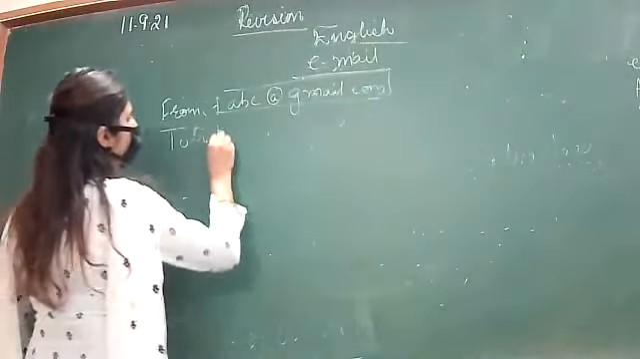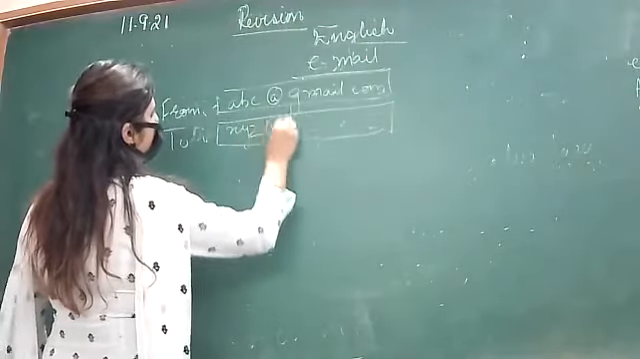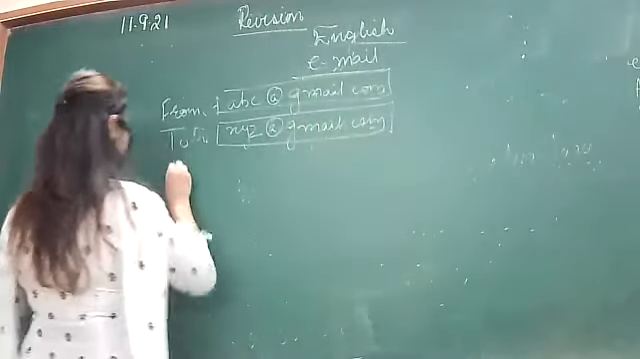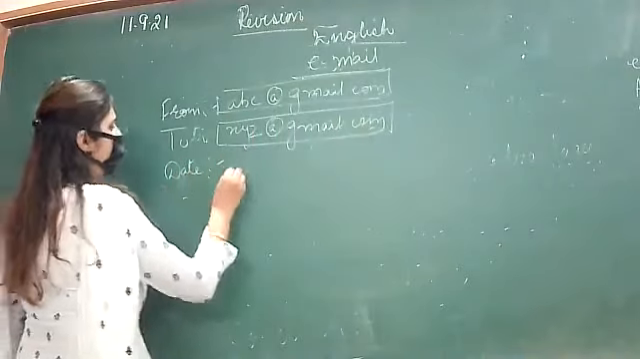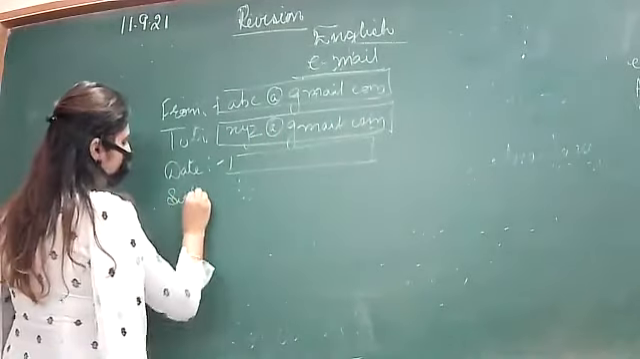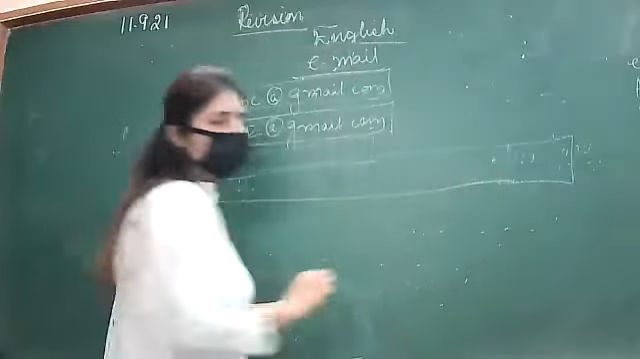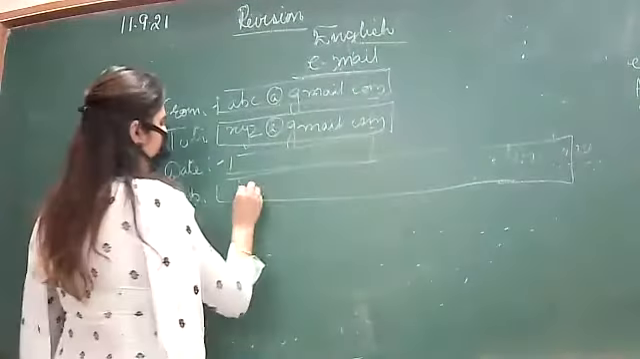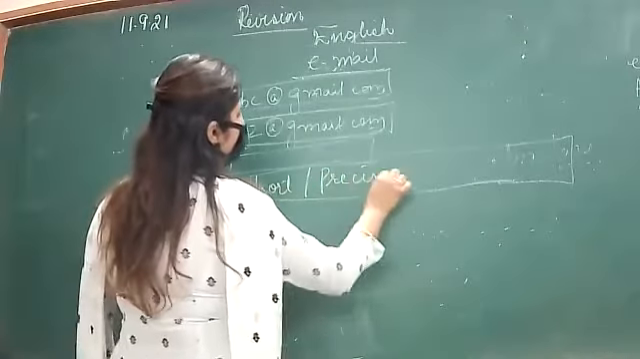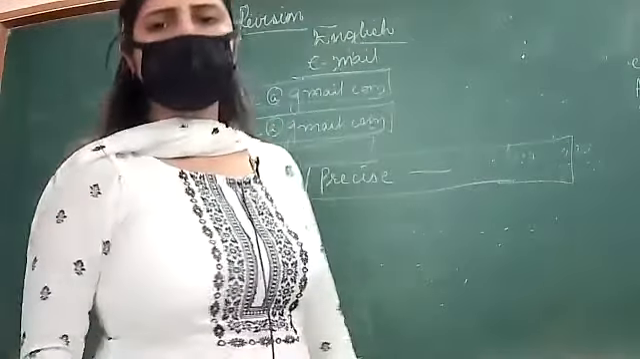Then, to whom you are writing the email, for example, xyz@gmail.com. Then you will write down the date, whatever the date is. Then the subject, which is very much important. It should be short, precise, and related to the content of the letter, what we are going to write.